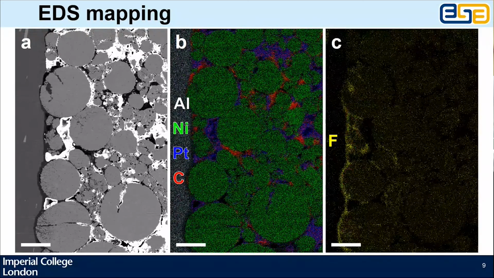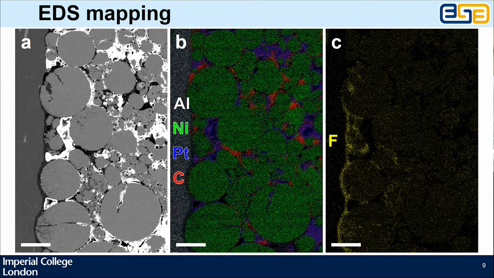But you can also look at other signals, and here we've got a fluoride signal, and it shows that there's perhaps a greater amount of the PVDF binder towards the bottom of the electrode than towards the top, which may tell you something about, for example, the drying rate of your electrode during manufacture.